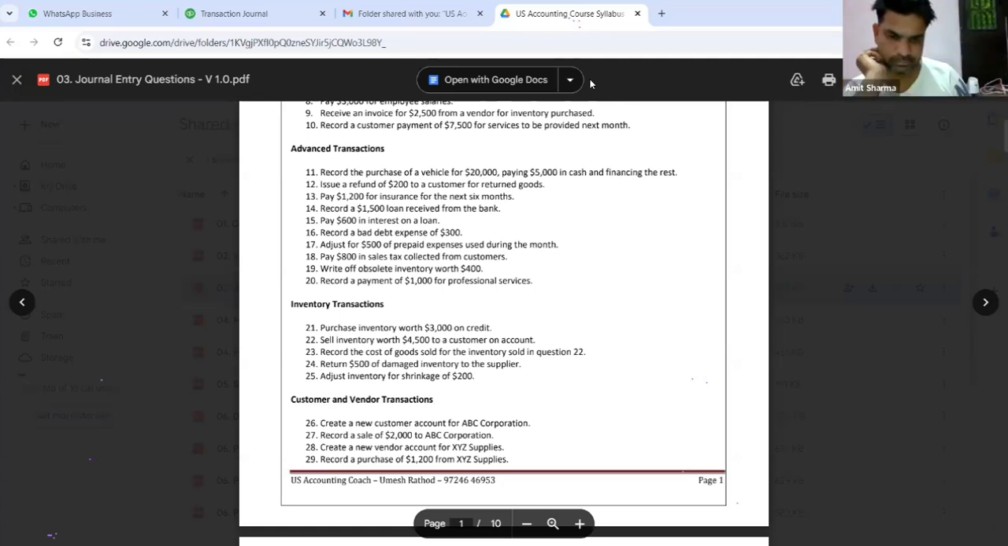Now adjust inventory for shrinkage of 200. Shrinkage is a kind of loss of your inventory, which you have to record under COGS. So COGS account debit and inventory account credit.